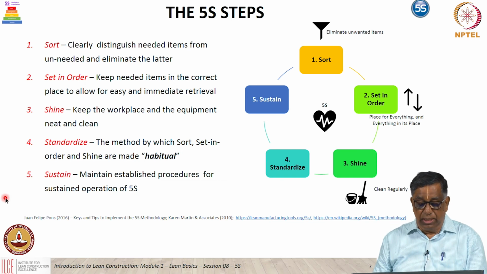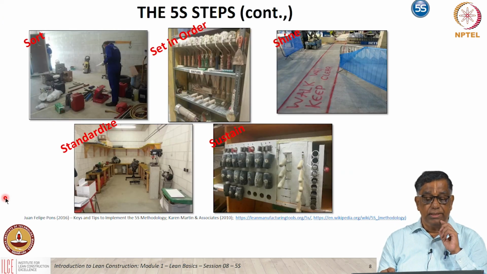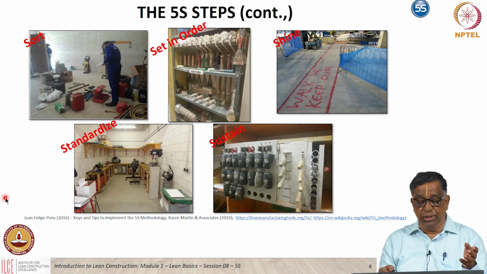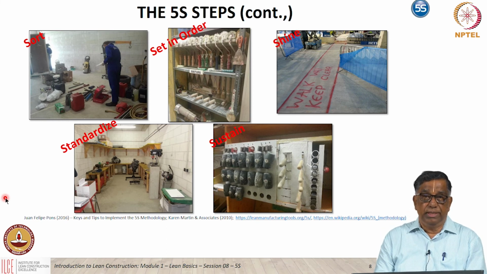So, these are the 5 steps which we have in 5S, and you can look at it here: sort, then you have the set in order, then we have shine, then we have the standardization part, and finally the sustaining over the long run.